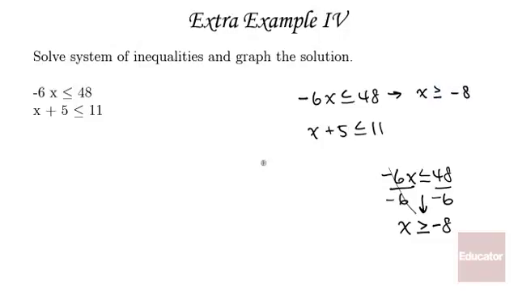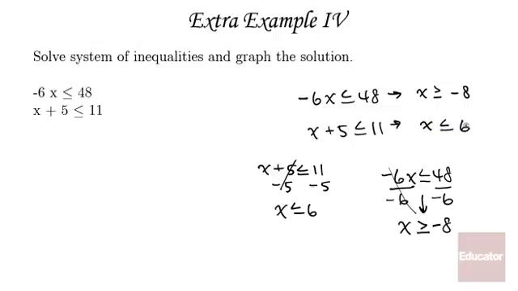Now let's solve this second one. X plus 5 is less than or equal to 11. I'm going to subtract 5 from both sides, and x is less than or equal to 6. Notice I did not reverse the inequality sign here because although I'm working with a negative, it's just a subtraction. You only reverse the inequality sign when you're multiplying or dividing by a negative, not when you're subtracting. So x is less than or equal to 6.